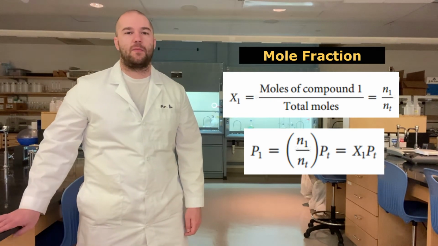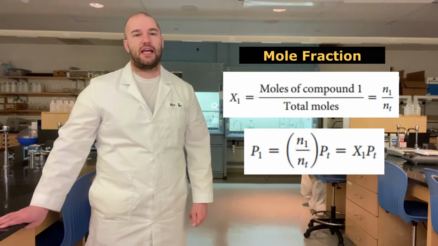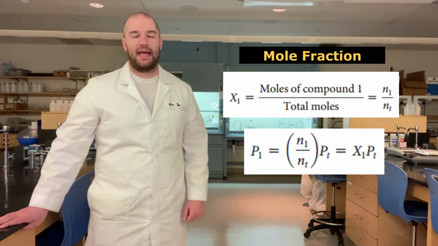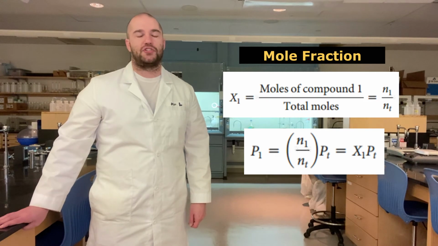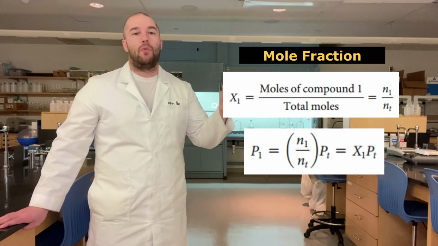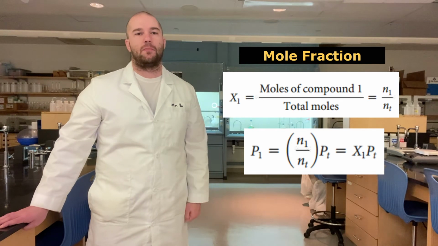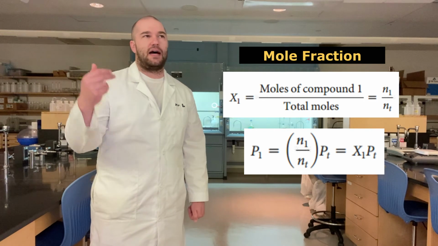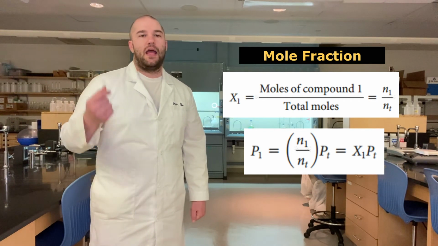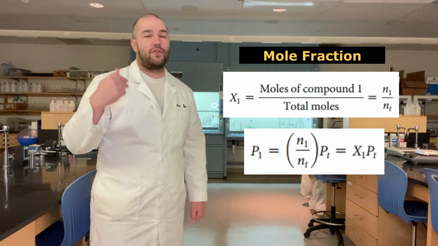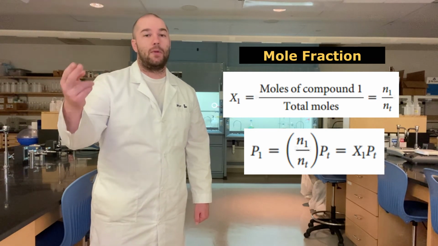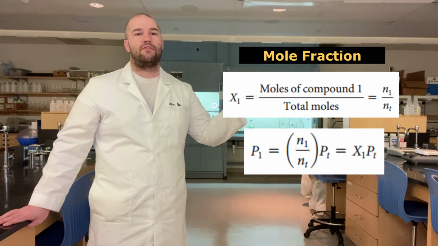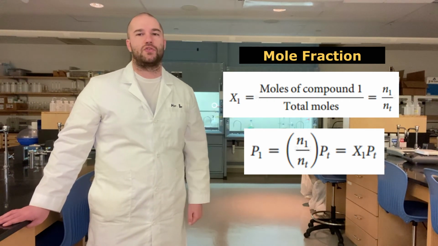The last thing we're going to talk about that relates to Dalton's law of partial pressures is the idea of a mole fraction. We use the Greek letter chi, which looks like a squiggly x, and that's going to represent our mole fraction. The mole fraction is the moles of one compound divided by the total number of moles within that container. So if we've got three gases, say hydrogen, helium, and nitrogen, the pressure of hydrogen over the total pressure is equal to the moles of hydrogen over the total number of moles.